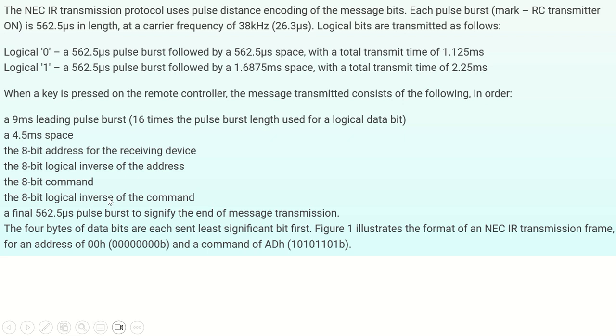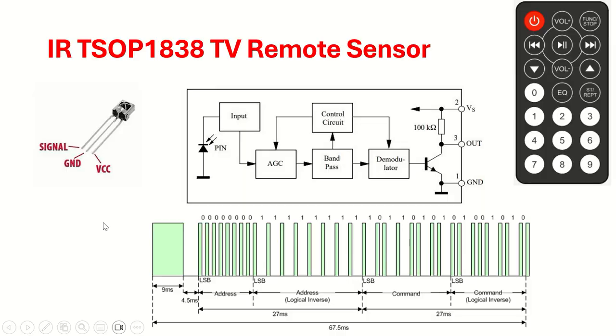Then again 8 bit is a command, and the inverse of this will be the inverse of the command, which is another 8 bit. So these 16 bits represent the command, means identification of the key itself. That is how the total duration of 67.5 milliseconds represents any one of the keys.